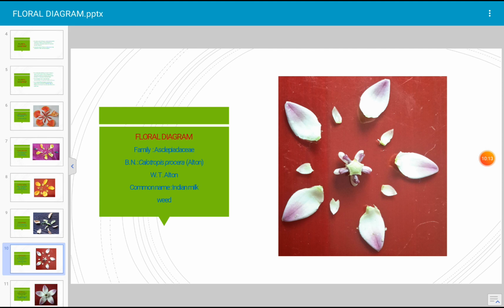This is a photograph of a floral diagram which is incomplete, but whenever you need to study the floral diagram of Calotropis procera, you have to follow the books of taxonomy which are scientifically done. These are only photographs, made to create awareness among the students about flowering plant study.